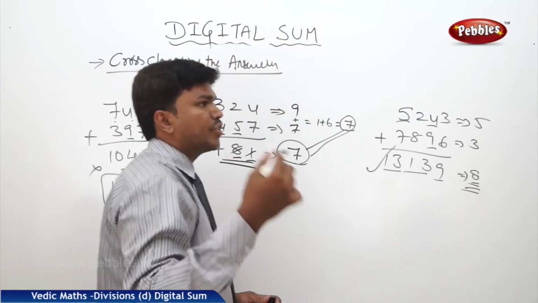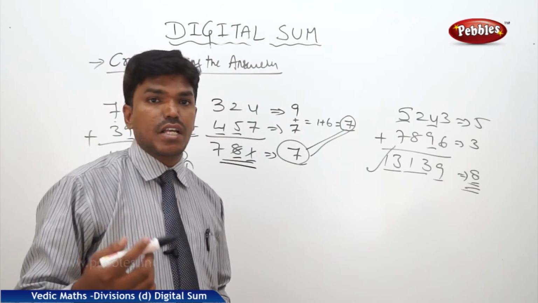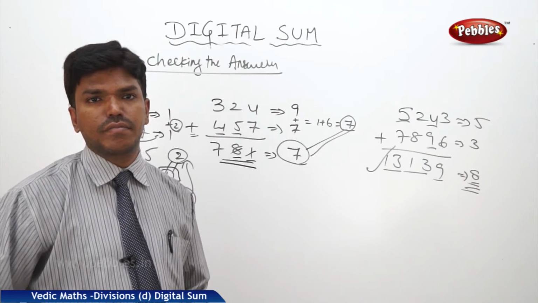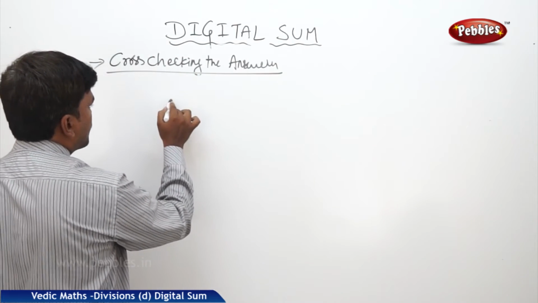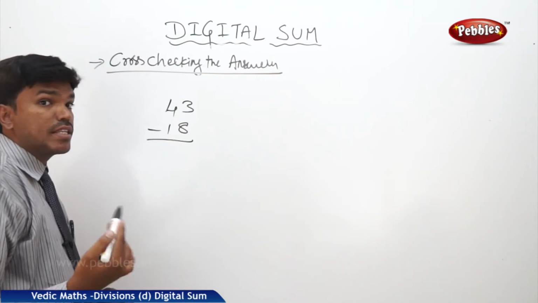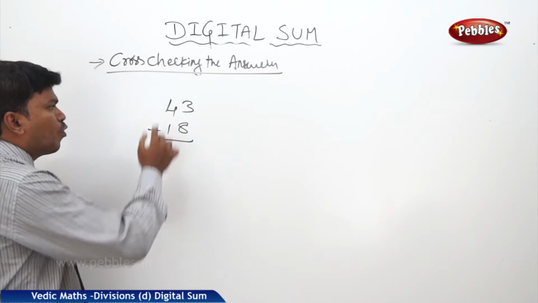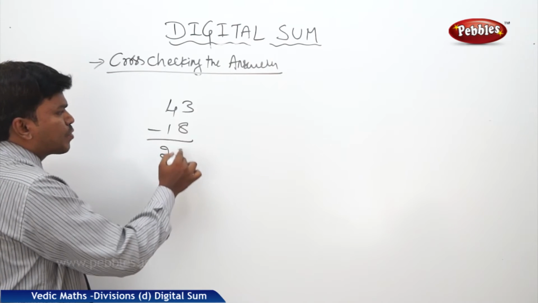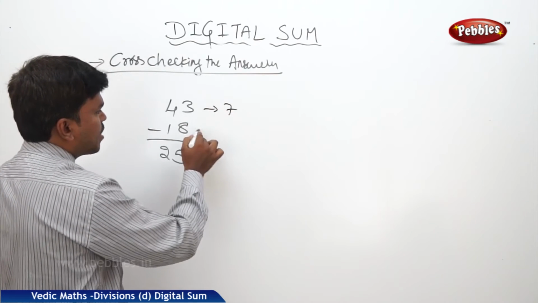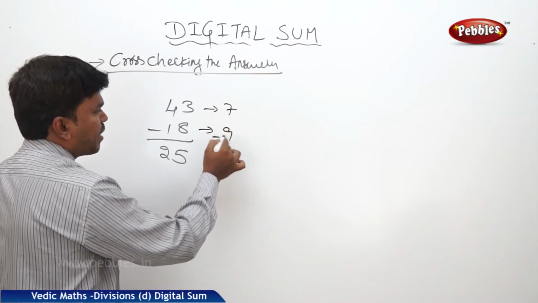Now we'll see that application in subtractions as well as multiplications. There you can understand very clearly. Now let us take some examples. Say 43 minus 18. I want to check in the subtractions this time. 4 minus 1 is 3, but 2, 3 plus 2 is 5. So 25 is my answer. What is the digital sum here? 7 and here 9. 7 minus 9.